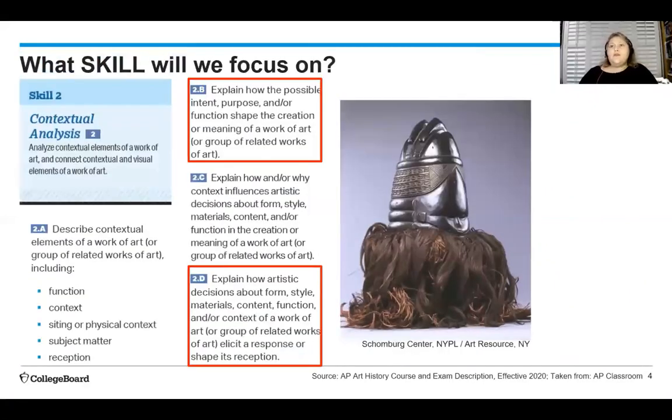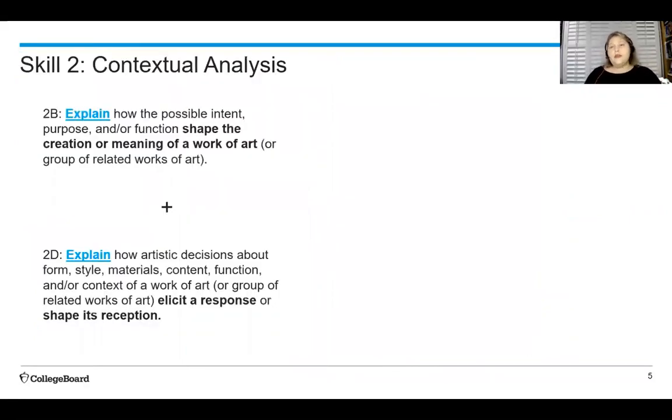So what skill are we going to focus on here? We're going to be focusing on skill number 2, which is the contextual analysis skill. And this is one of our more complicated skills, guys. This is the history part of art history. There's lots of layers that we have to unpack when it comes to different artworks across our curriculum. And for this particular video, we're going to be focusing on skills 2B and 2D. So we're going to be putting these two together.